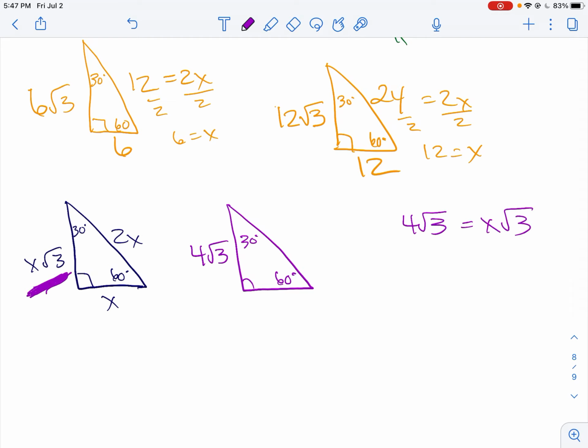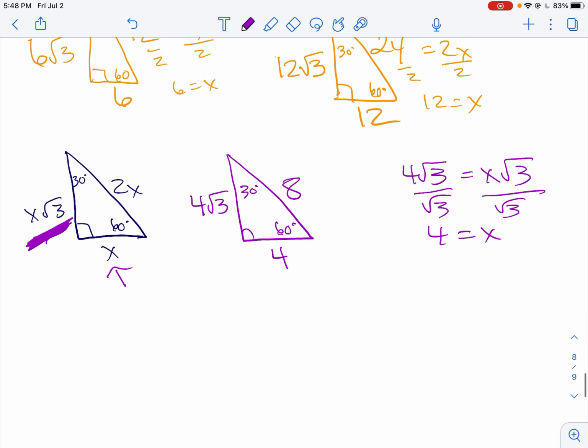Where'd I get that from? Right here. Okay, those are equal to each other. So I'm going to solve for x. So I'm going to divide by the square root of 3. So now I've just found the x. That's that right there. So that's just a plain old 4. In order to find the hypotenuse, I double it, and I get 8.